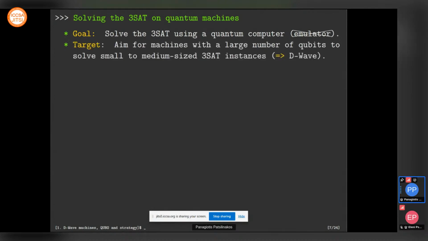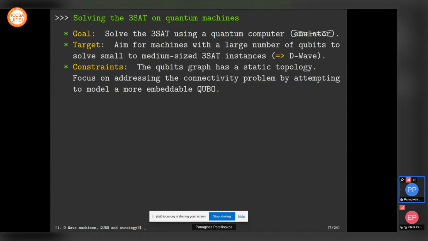Okay, so in this work, the goal is to solve the FreeSat problem on a quantum computer. Today, the analog quantum computers are maybe the most powerful quantum computers, so I chose the D-Wave machines. But the problem of this machine is that the topology of the qubits graph, like I said, is static.